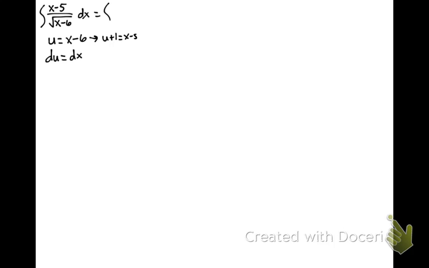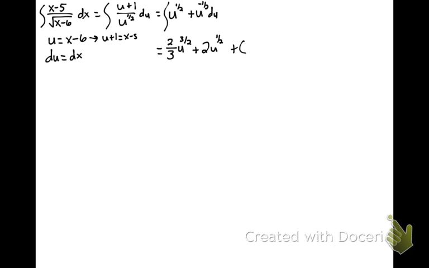So now I can make my substitution. This will be u plus 1 over u to the 1/2 du, and this simplifies into u to the 1/2 plus u to the negative 1/2 du, and when I integrate this I'll have 2/3 u to the 3/2 plus 2u to the 1/2 plus c, and going back and substituting in for u, which we said was x minus 6, we would end up with our final answer.